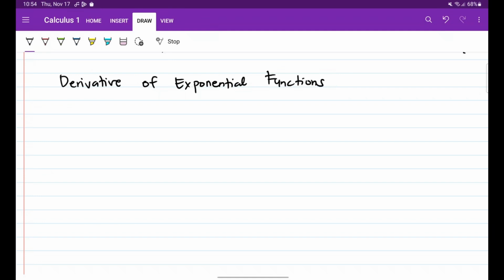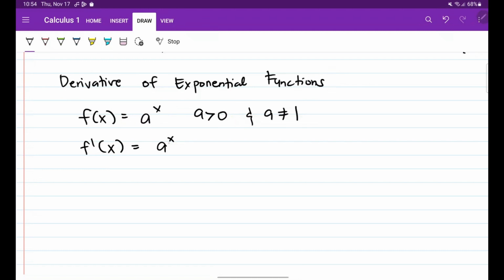Okay, so welcome back to Quick Calculus, and in this video, pag-usapan natin is yung exponential functions, no? Derivative of exponential functions. So, yung derivative ng any exponential function a to the x, wherein a is greater than 0 and a is not equal to 1, okay, is just a to the x ln a. Okay, remember, a to the x ln a.